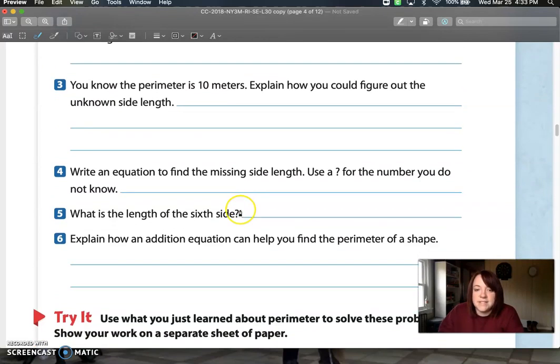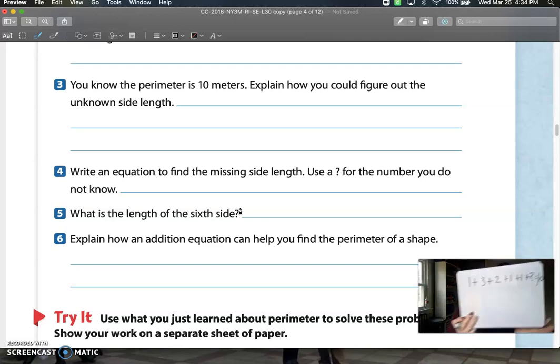Write an equation to find the missing side length. Use a question mark for the number you do not know. So for our problem, our equation, let me look at my paper so I don't have to keep scrolling up. Okay, so we know that we have 1 meter plus 3 meters plus 2 meters plus 1 meter plus 1 meter plus question mark equals. Now, we know it has to equal 10. Ran out of room.